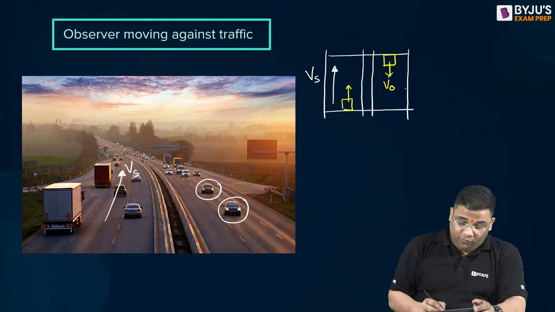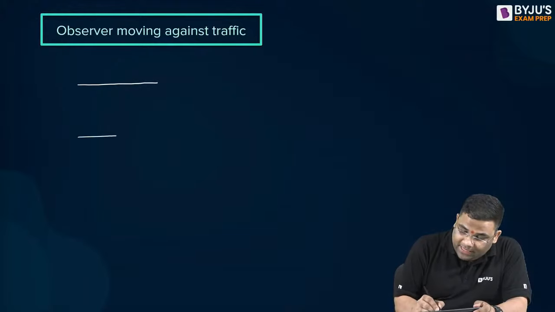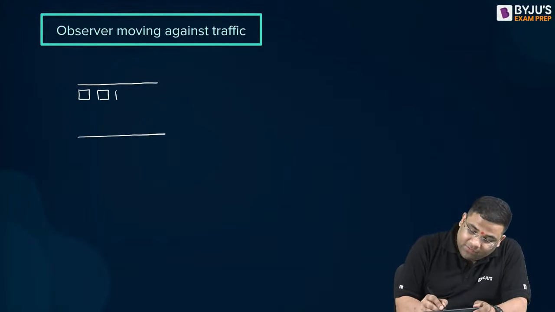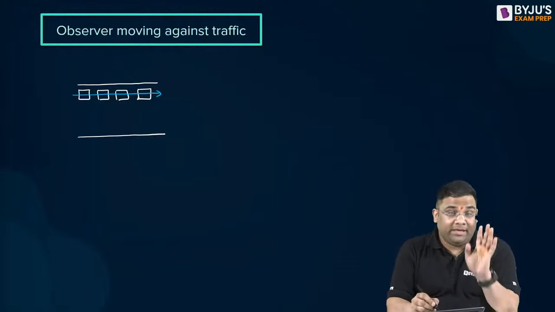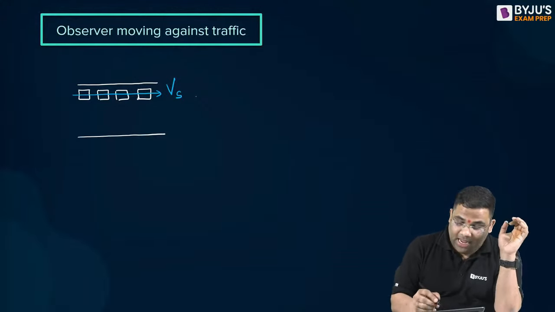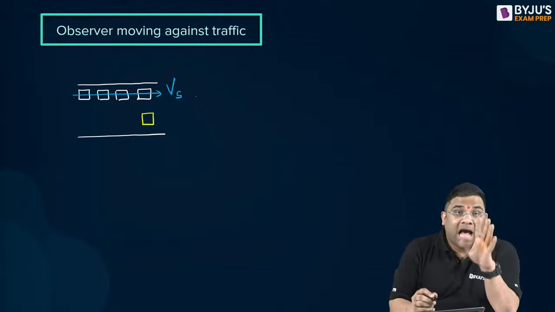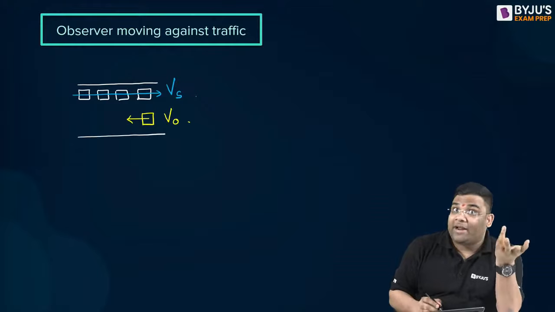Now, when we're moving against the traffic, suppose this is the diagram. These are the vehicles, and these vehicles have a stream velocity of Vs. And we have this test vehicle which is moving against the traffic now.